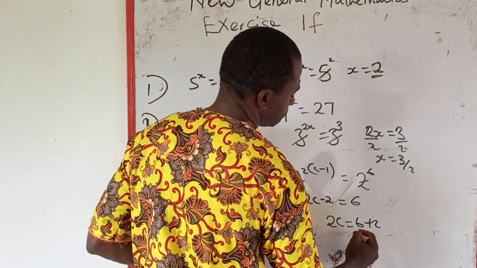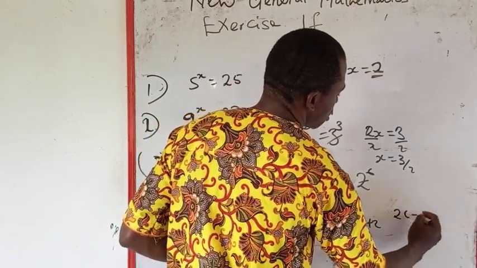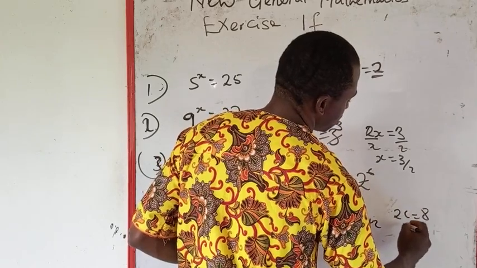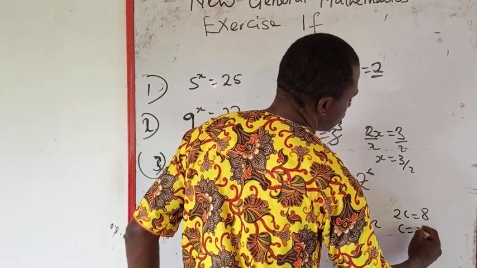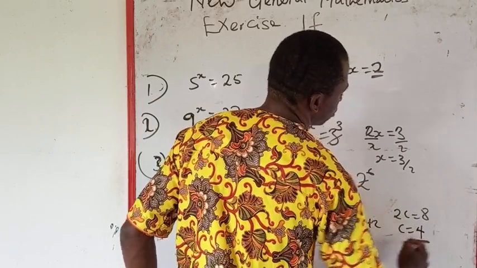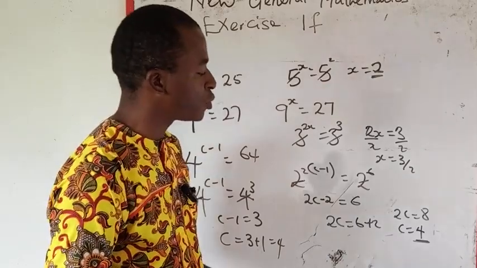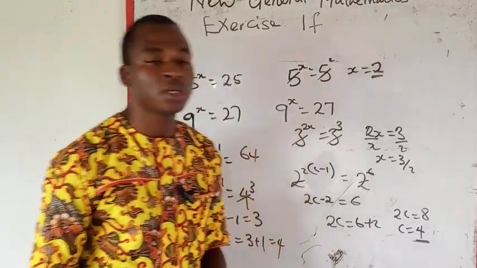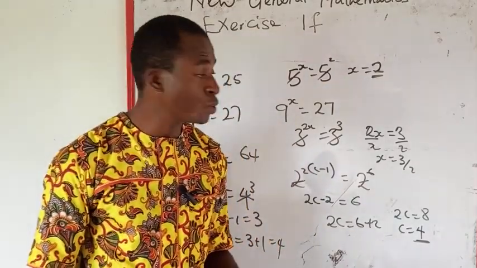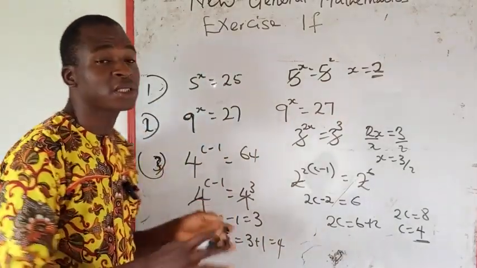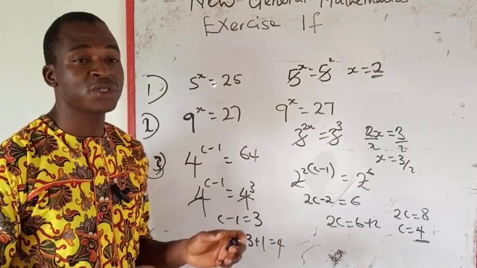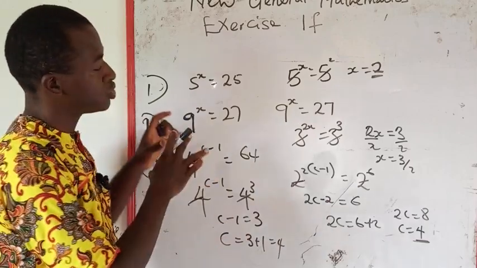2c will now be equal to what? 8. Divide both by 2, we now have c equal to what? 4. When we divide both by 2, this is only our simple equation. 2c equal to 8, divide both by 2, we now have what? c equal to 4. So these are the ways. In fact, these ones are very simple. There are other questions where we have to put the base.